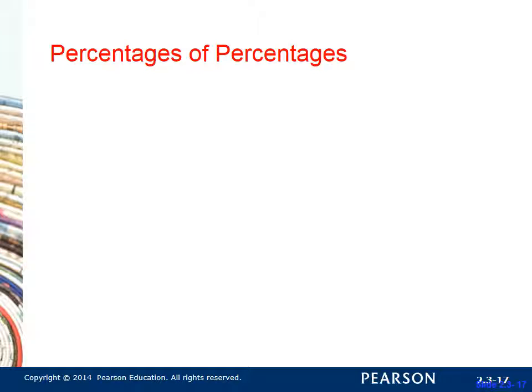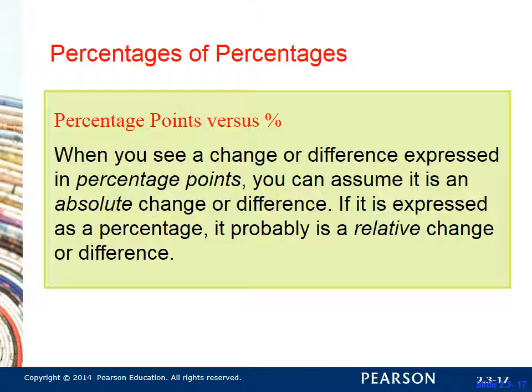All right, percentages of percentages. Okay, so there's two ways you could talk about percentage. You can have percentage points versus the actual percent itself. So when you see a change or difference expressed in percentage points, then you can assume it's an absolute change. In other words, you're going to be adding or subtracting percentages to percentages, and they call those percentage points. If it's expressed as a percentage itself, then it's a relative change. In other words, you're dividing something to get that number.